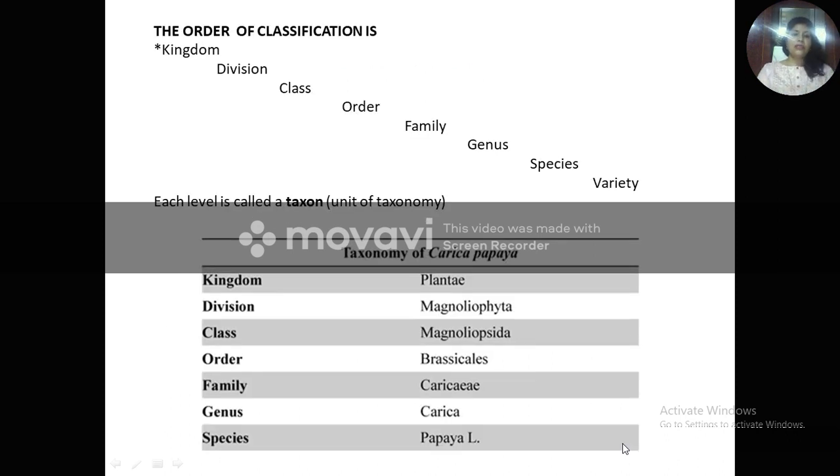And how does this look? The system looks this way. It will have this kind of levels in which plants will be arranged. All plants will come under the kingdom plant. It is the kingdom Plantae. Then there will be division, class, order, family, genus, species and also variety. And each of these levels will be called a taxon or unit of taxonomy.